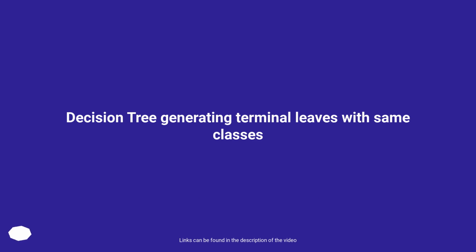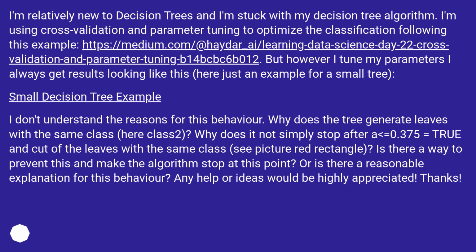Decision tree generating terminal leaves with same classes. I'm relatively new to decision trees and I'm stuck with my decision tree algorithm. I'm using cross-validation and parameter tuning to optimize the classification following this example, this URL. But however I tune my parameters, I always get results looking like this. Here just an example for a small tree. Small decision tree example. I don't understand the reasons for this behavior.